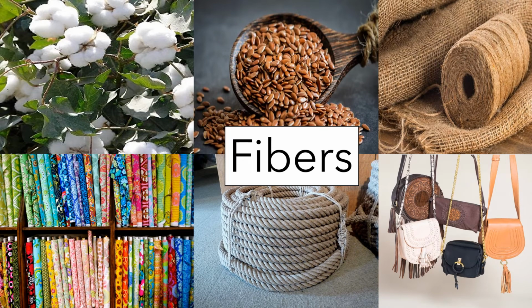Next are some of the fibers. You can see the first three pictures. That is cotton, flax and jute. They are used to make these items which are down. That is cotton is used to make cloth, flax is used to make rope, and jute for making different types of bags.